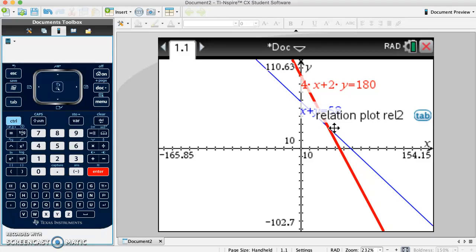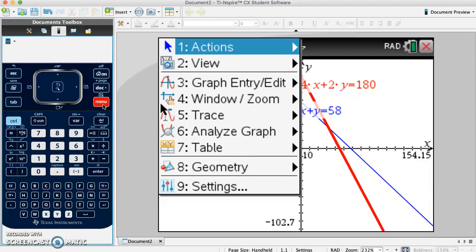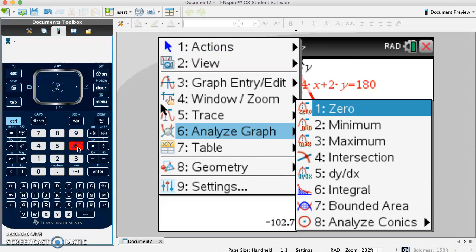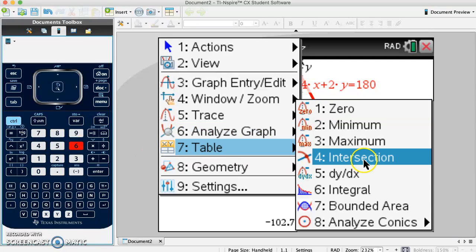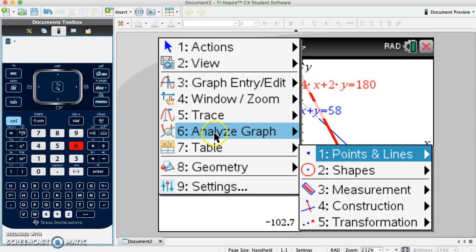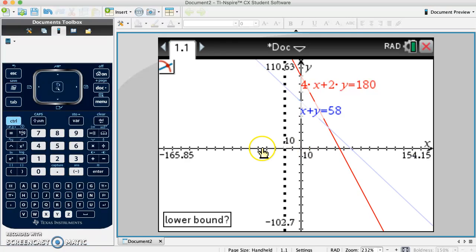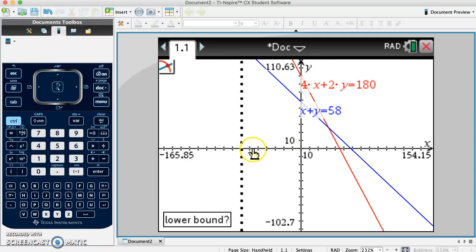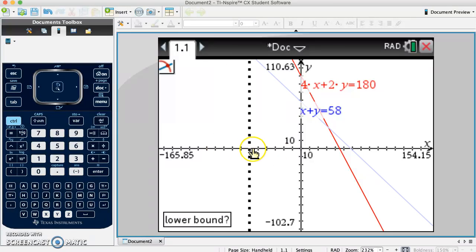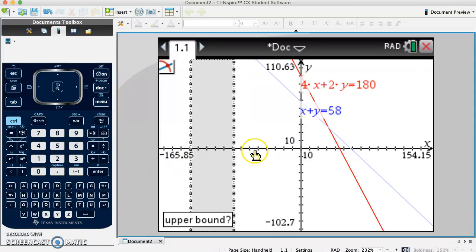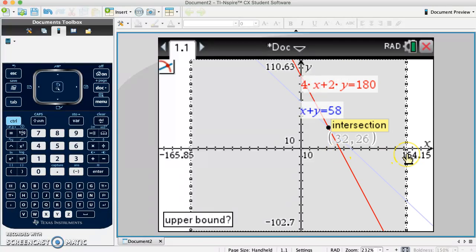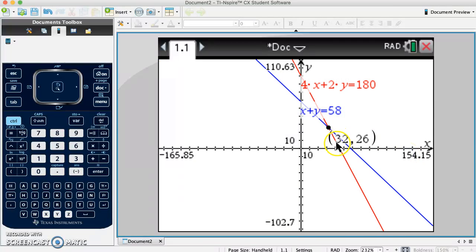Hopefully you remember how to find that one solution from the practice you had yesterday. So hit menu, and we would like to analyze the graph, number 6, and then we would like to go to the intersection here. So number 4, number 6, and then number 4. And remember, you can click anywhere on the left side of that intersection. So I can click all the way over here, or I can click up here. So I'm going to click here, and I'm going to slide my line across until I see the words intersect. And this is my solution, 32 and 26.